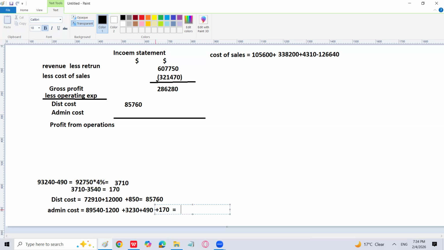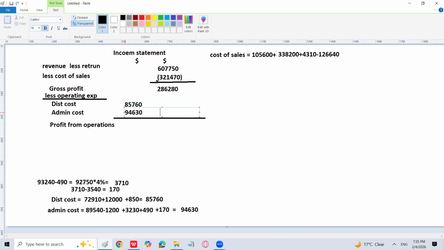So calculate it to find the total admin expenses: 89540 plus 1200 plus 3230 plus 490 plus 170. What is the amount of admin expenses in total? 94630. I'm going to write here total of admin expenses 94630.